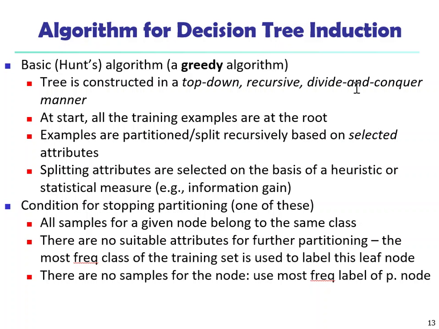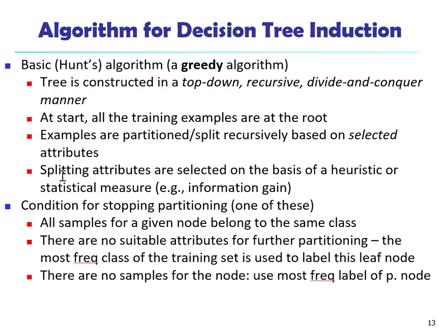So divide and conquer, as we have illustrated, means that at each step our problem becomes smaller and smaller. At the start, all the training examples are at the root. Examples are partitioned and split recursively based on the selected attributes.